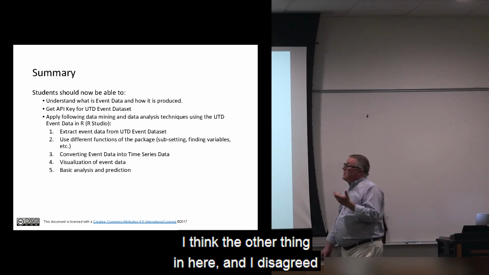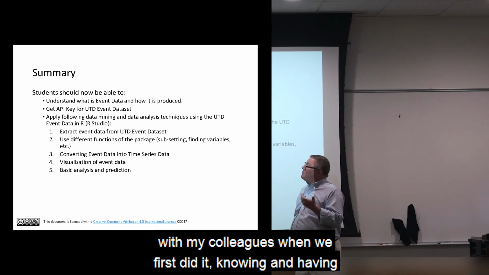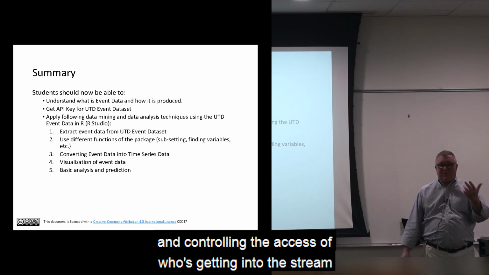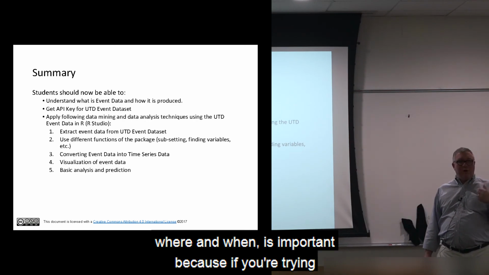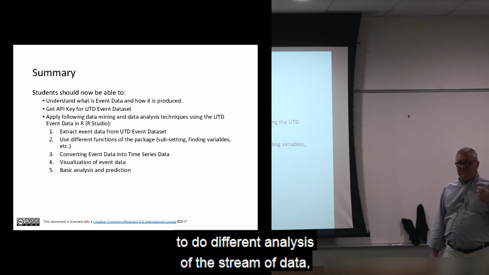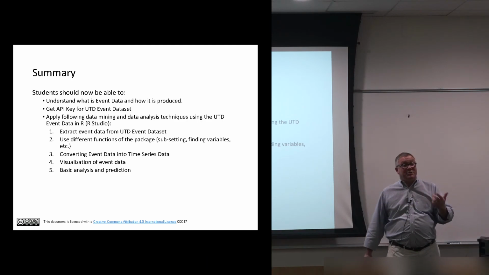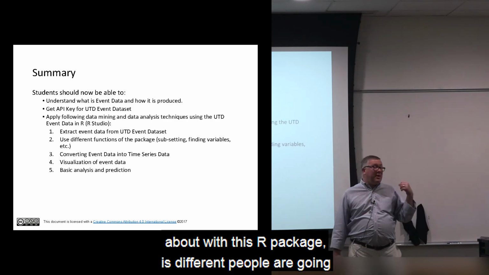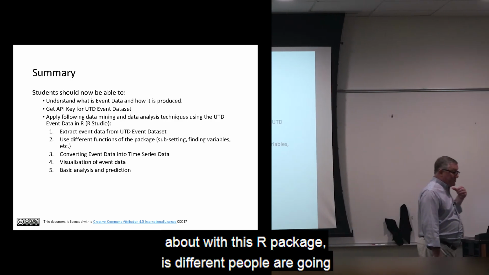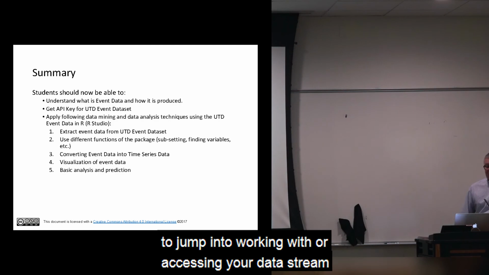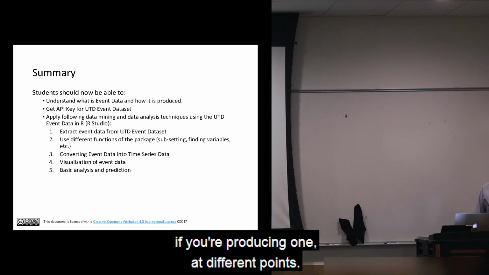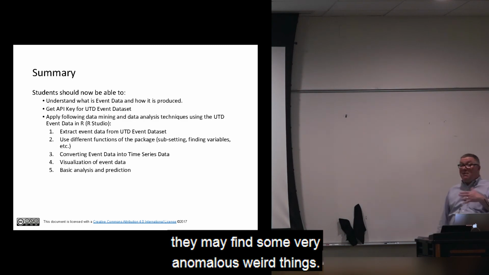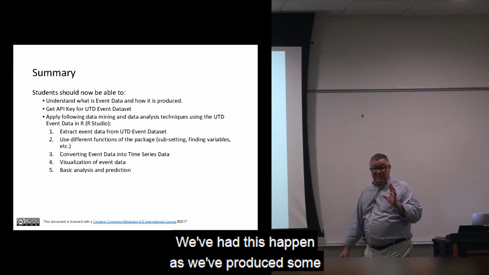I think the other thing in here, and I disagreed with my colleagues when we first did it, is knowing and controlling the access of who's getting into the stream where and when is important, because if you're trying to do different analyses of the stream of data, you've got to do it in a way that's reproducible. And that's one thing we've thought a lot about with this R package: different people are going to jump into working with or accessing your data stream, if you're producing one, at different points. And depending on when they jump in, they may find some very anomalous, weird things.